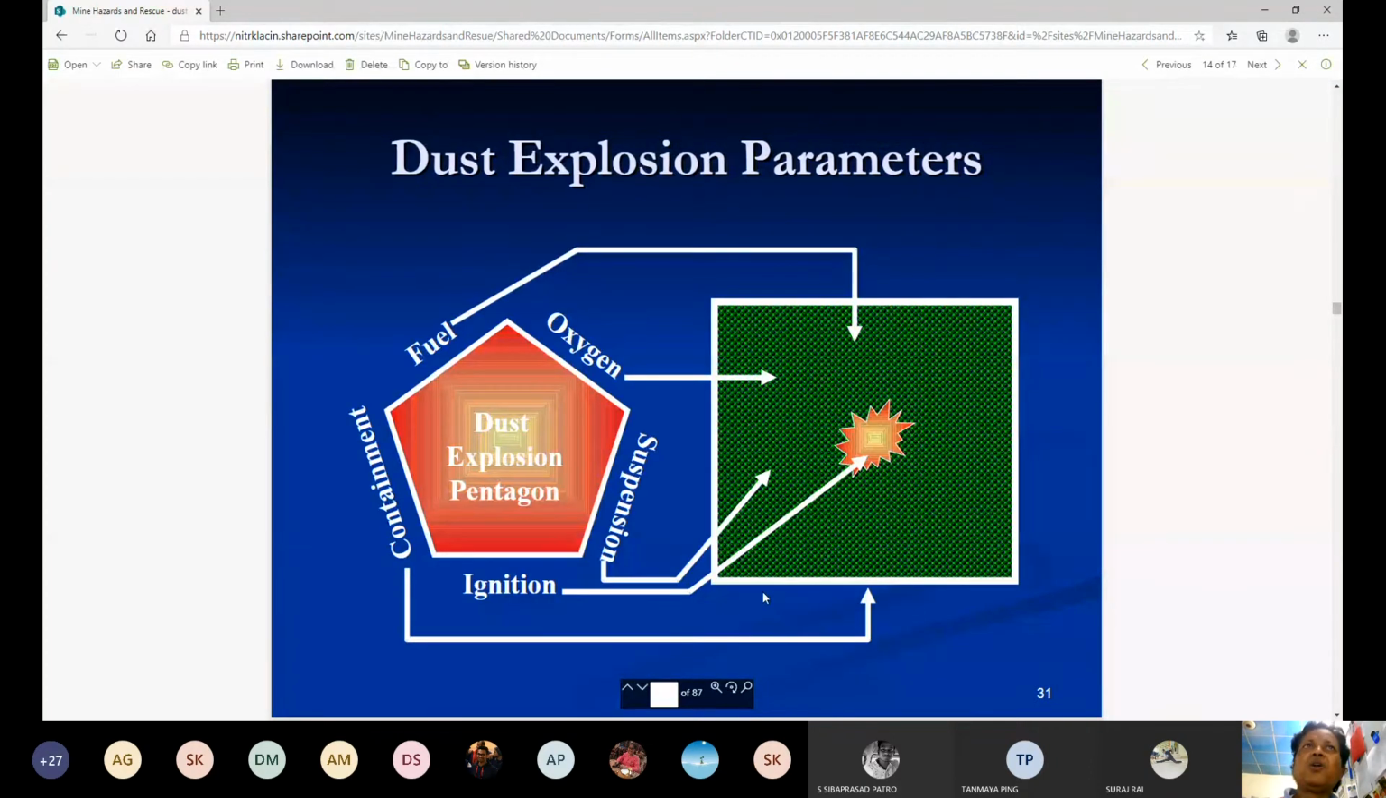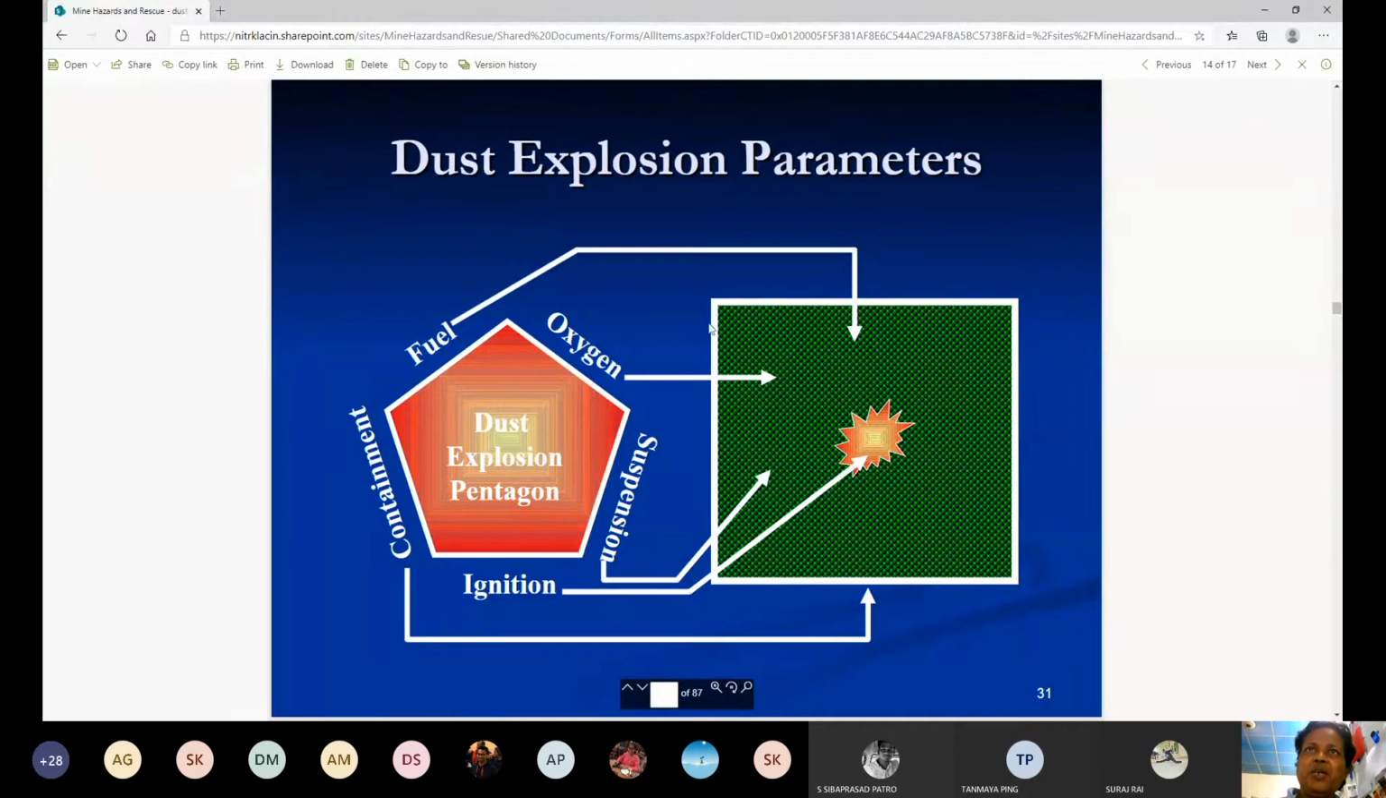So this is the pentagon, the dust explosion pentagon. Dust explosion parameters: fuel, oxygen, suspension, ignition, containment. What is this? This is the dust. These are the dust particles suspended in this containment zone. This is the square shape containment zone.